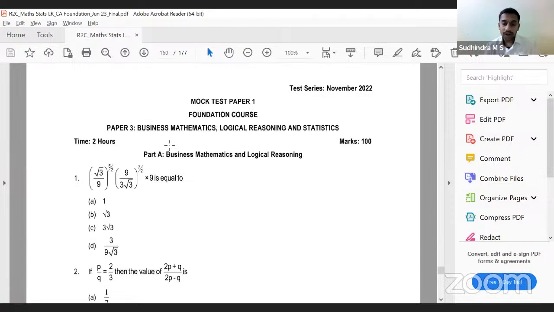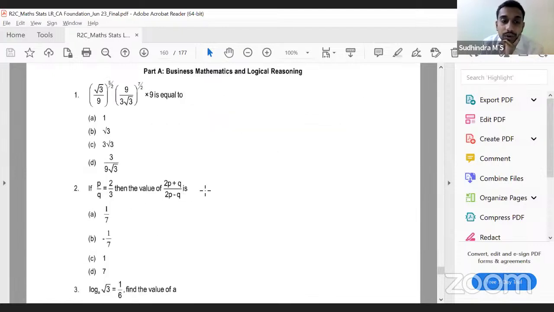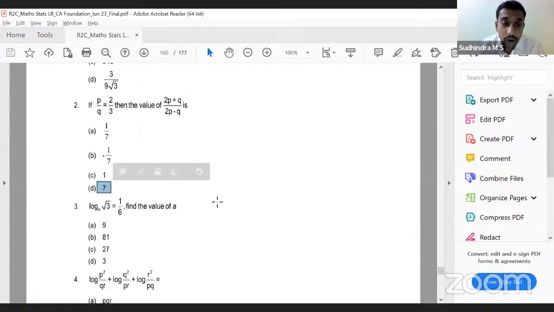Come to question number 1, March 22. Root 3 by 9 to the power of 5 by 2 into 9 by 3 root 3 to the power of 7 by 2 into 9. We have already done this. Answer is 1. P by 2 is 2 by 3. Value of 2p plus q by 2p minus 2. Again, we have 7. If log root 3 to the base a is 1 by 6, find the value of a.